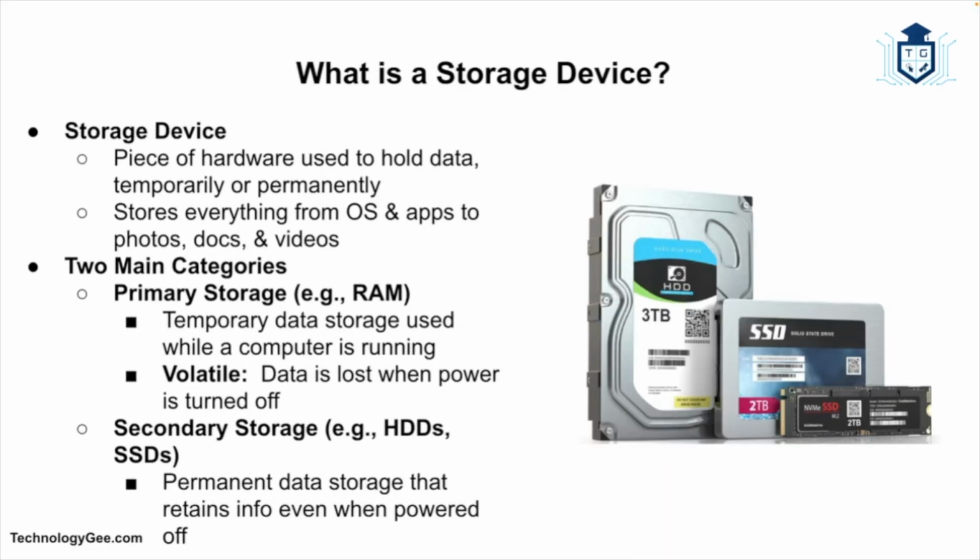First things first, what is a storage device? Well, in simple terms, a storage device is any piece of hardware that holds data temporarily or permanently. There are two broad categories. You have what is called primary storage, like your RAM, and this is a temporary data storage solution that loses data when the power is turned off. And you have secondary storage, like your hard drives or your SSDs, and this is permanent data storage that holds your data even when the power is turned off. Now, we're going to focus on the secondary storage for this video, such as internal drives, removable media, and drive configurations like RAID. So with that being said, let's get into it.